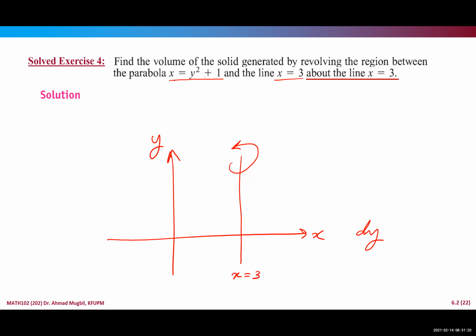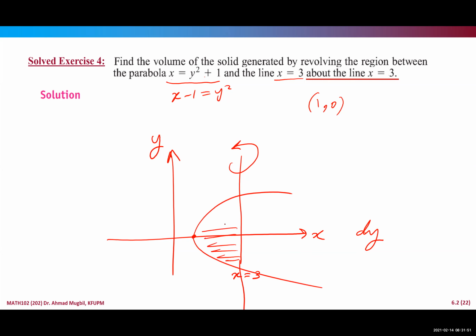The question is how to sketch the graph of this parabola. You need, guys, to revise parabolas, how to sketch parabolas. Indeed, this is x minus 1 equals y squared. So where is the vertex of this parabola? It is at (1, 0). Am I right? Does it open right or left? Right. You are right. It will open to the right. Okay. So this is the region.